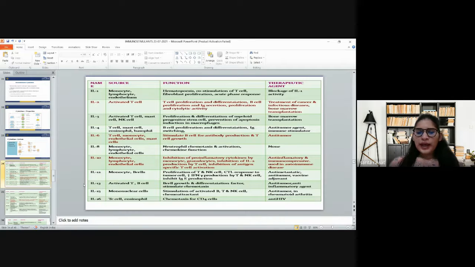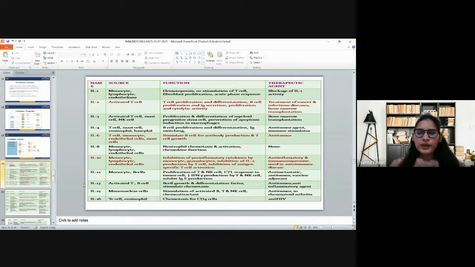Then the next we have IL-15. The source is mononuclear cell. The function includes stimulation of activated B, T and NK cells, and chemoattraction. Now the therapeutic use includes anti-tumor and rheumatoid arthritis.